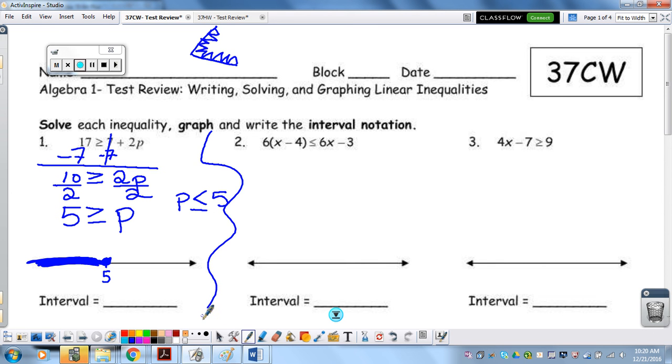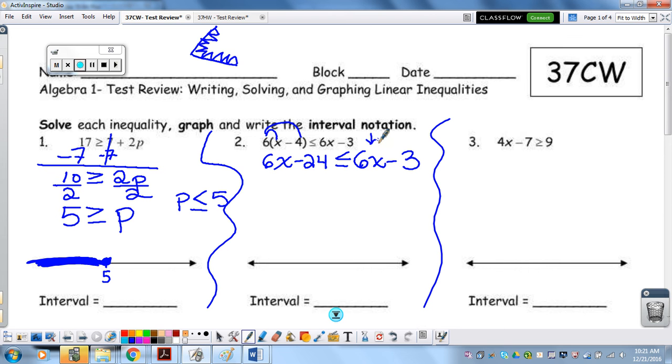Alright, number 2. If you notice, we have a number and parentheses. Whenever you see that, you must, you guessed it, distribute. So you got 6x, and then 6 times negative 4 is negative 24, is less than or equal to 6x minus 3. Uh-oh, we got variables on both sides. So what you're going to do is move the x over. It is a positive 6x, so I'm going to move this over. Opposite of positive is a negative. Good job.